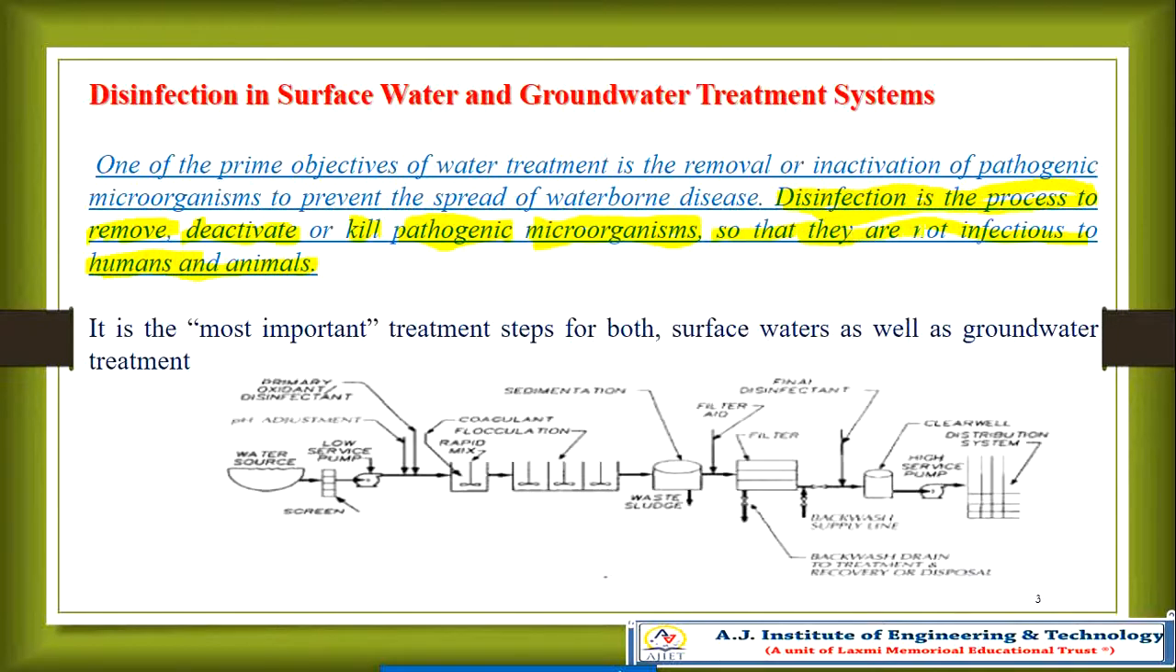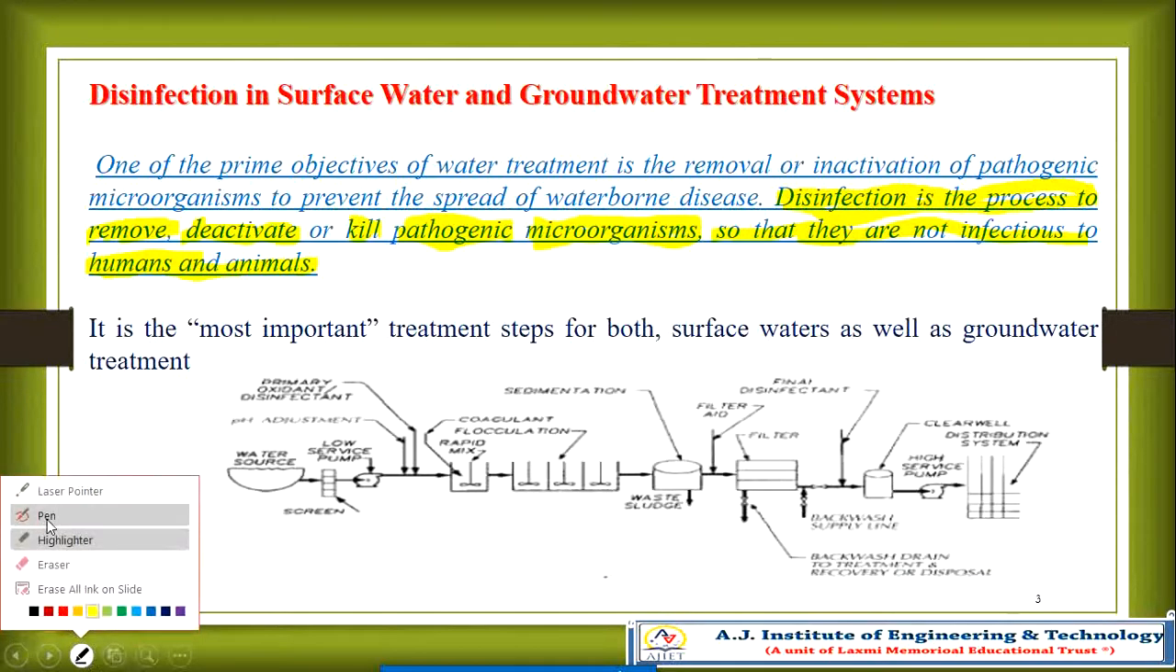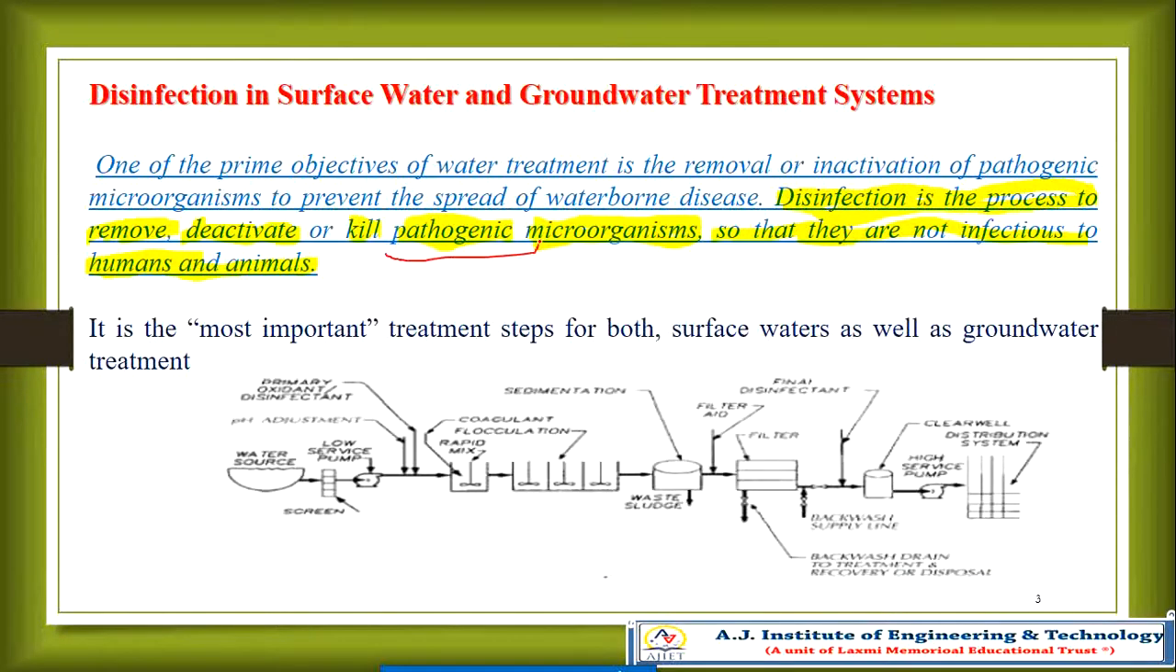Disinfection is a process to remove, deactivate or kill the pathogenic bacteria. Please underline pathogenic bacteria, because if we are not removing pathogenic bacteria, then it is called sterilization, not disinfection. Please remember that. Okay, I hope you got it now.